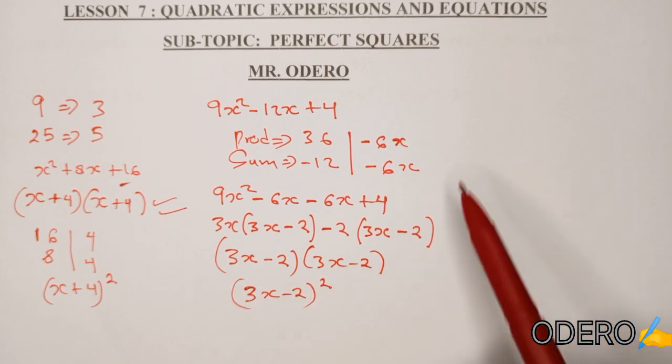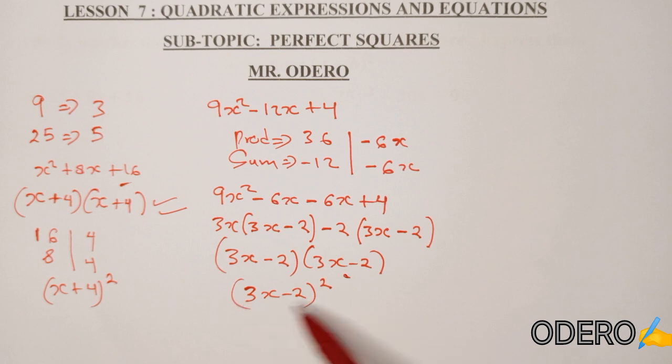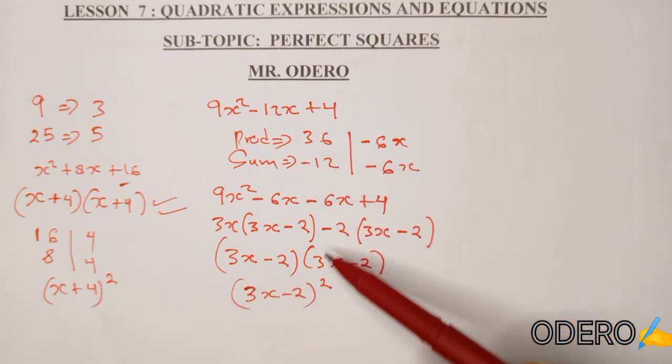So we have factorized this one into a square of a single expression simply because the factors are the same. Therefore when you factorize and you get such, then you say that expression is a perfect square. Now how can you know if an expression is a perfect square without factorizing this way?